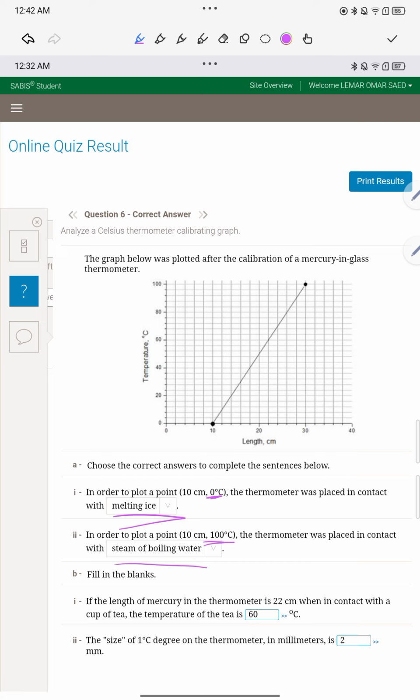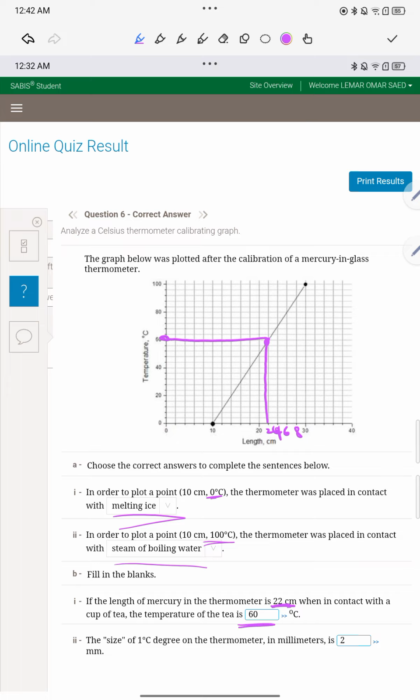Okay, now B I. All you're going to do is look at 22 centimeters. The distance between 20 and 30 is 10, and there are 1, 2, 3, 4, 5 boxes. So 10 divided by 5 is equal to 2. So each one is 2. This is 4, 6, 8. Okay? They want to know at 22 centimeters. So we go 22 here, at 60. So it's 60.